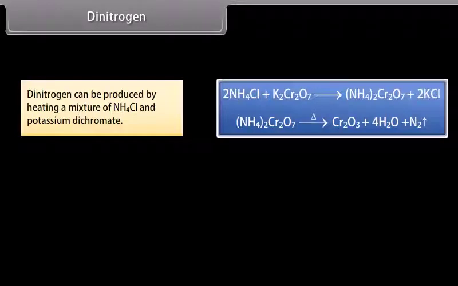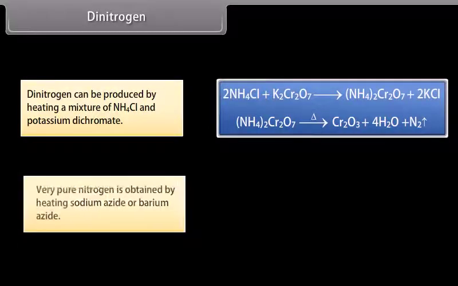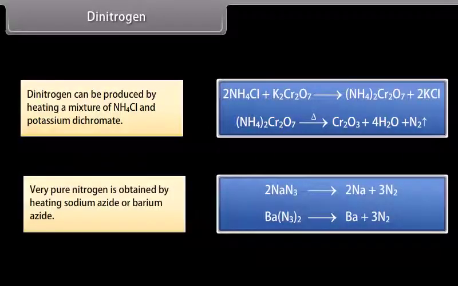Dinitrogen can be produced by heating a mixture of NH4Cl and potassium dichromate. Very pure nitrogen is obtained by heating sodium azide or barium azide.